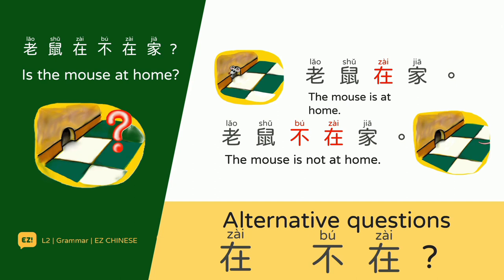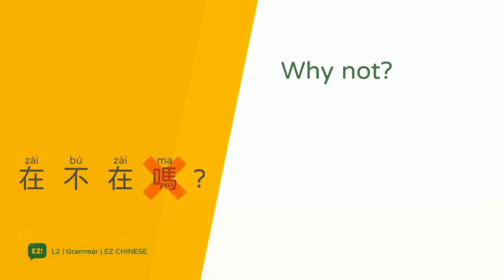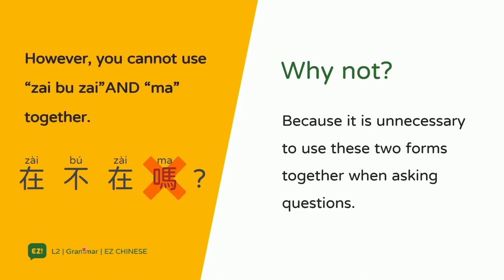老鼠在不在家? Is the mouse at home? 老鼠在家。 The mouse is at home. 老鼠不在家。 The mouse is not at home. However, you cannot use 在不在 and 吗 together. Why not? Because it is unnecessary to use these two forms together when asking questions.